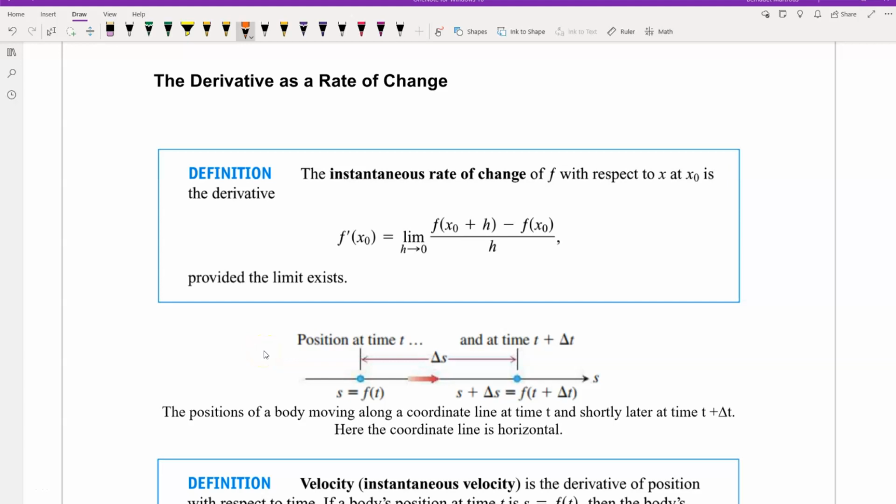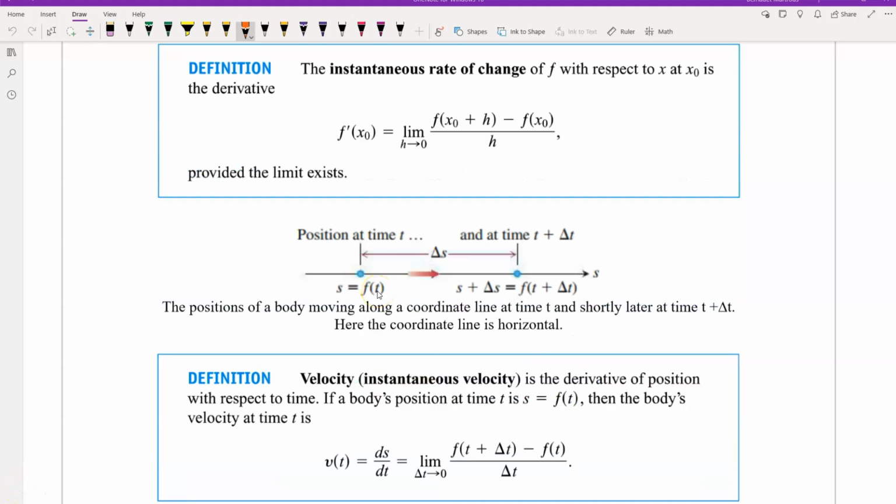The derivative as rate of change: the instantaneous rate of change of f with respect to x at x naught is the derivative f prime of x naught, equal to the limit as h approaches 0 of f of x naught plus h minus f of x naught, divided by h, provided the limit exists. In other words, we think of the derivative of a general function at x naught as being the instantaneous rate of change of our function.